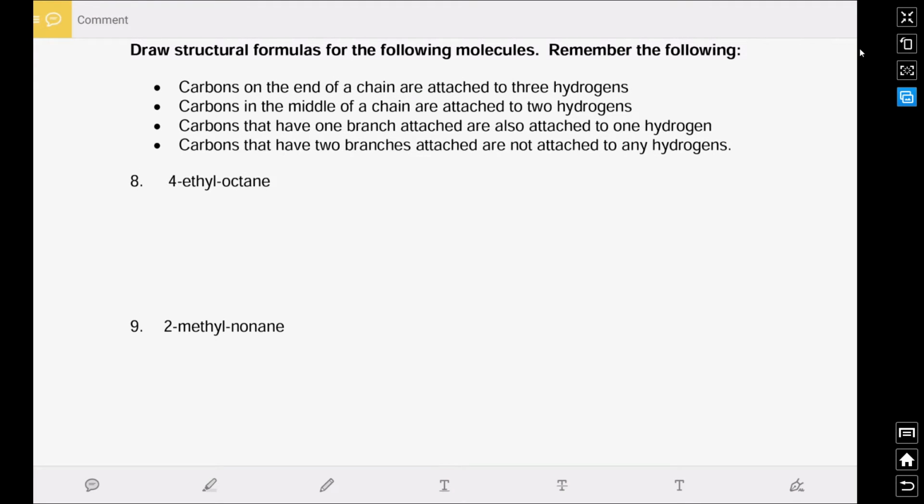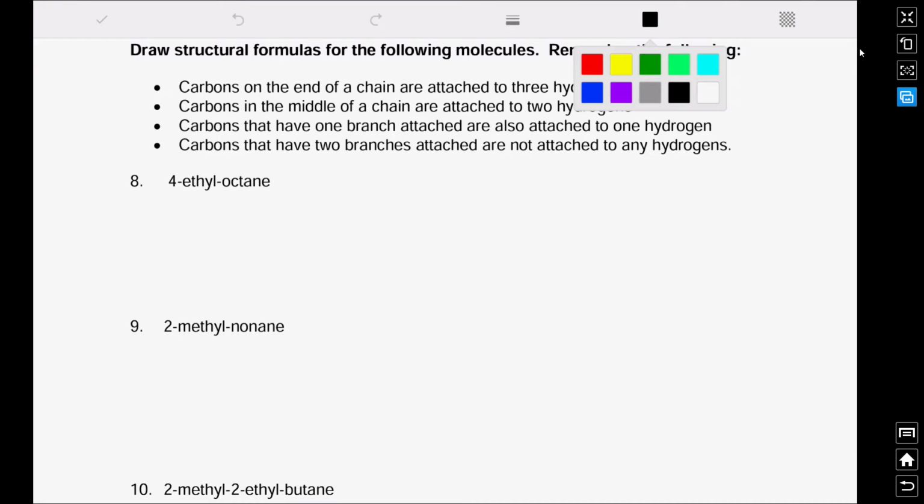So, the next set of questions is going the other way, where you're given a name and we're going to draw the compound structure for it. So the easy way to do this, the first thing you want to do is look at what is the backbone, what is the carbon backbone. In this case, it's an octane, so I'm going to draw an octane first.